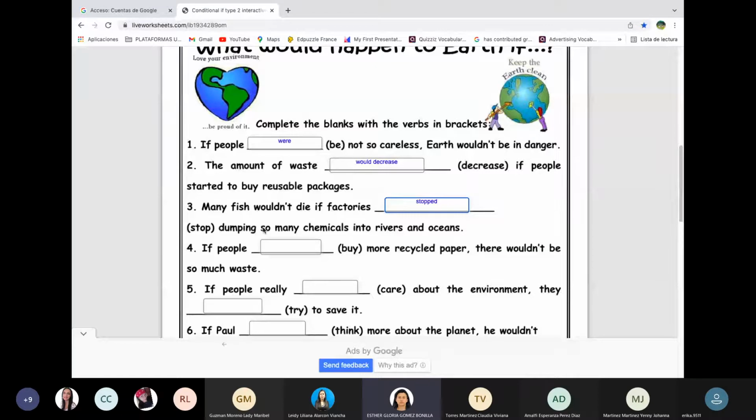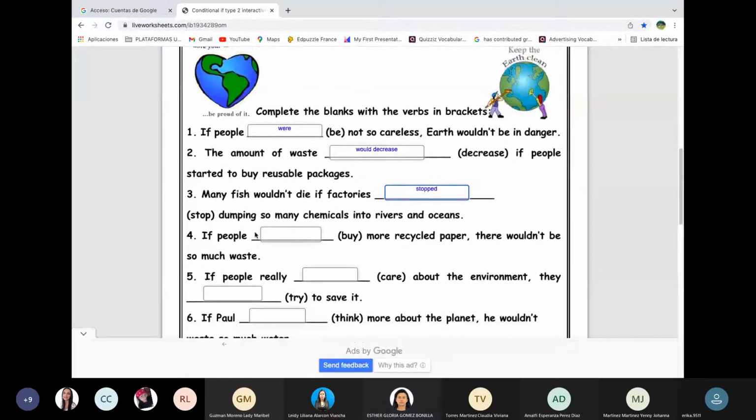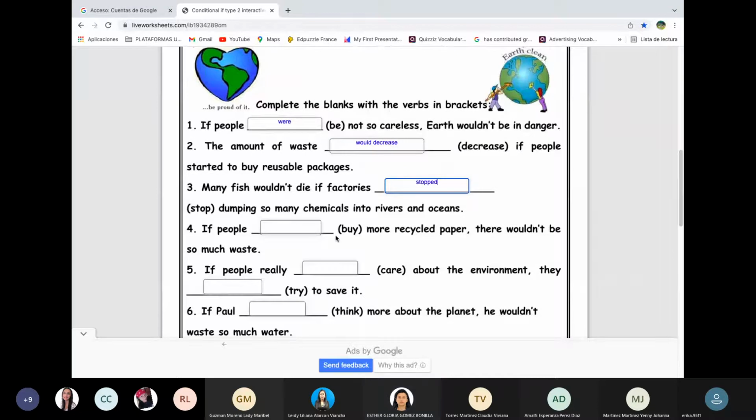Okay, now, number 4. If people, can you please conjugate the verb? More recycled paper, there wouldn't be so much waste. Can you read the sentence, please? The complete. If people bought more recycled paper, there wouldn't be so much waste. Very good.